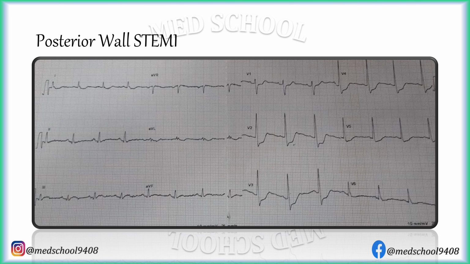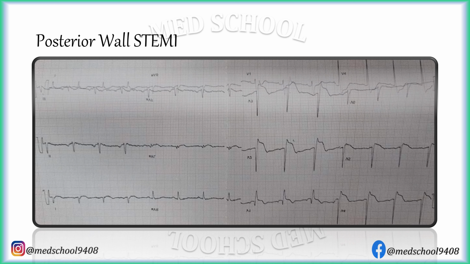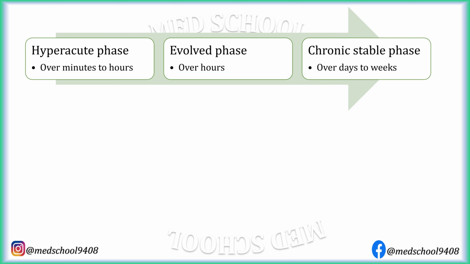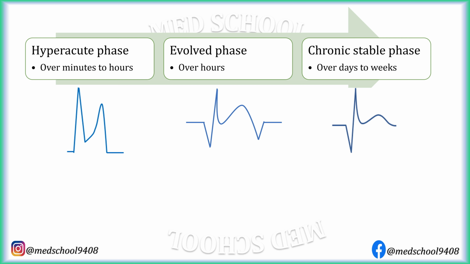Whatever we have discussed till now does not hold true for posterior wall STEMI if lead V7, V8 and V9 are not used. Normally taken ECG of posterior wall STEMI looks like this, where there is ST depression in lead V1 to V3. Mirror image of this ECG looks exactly like STEMI. So changes in each phase of posterior wall STEMI will be mirror images.